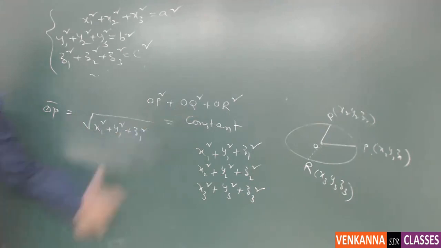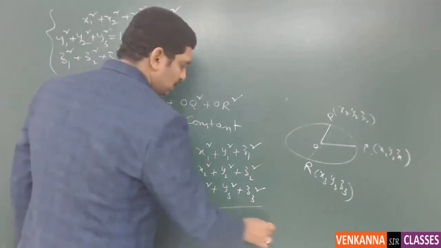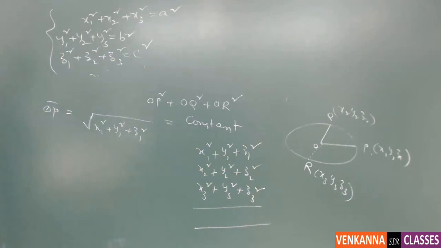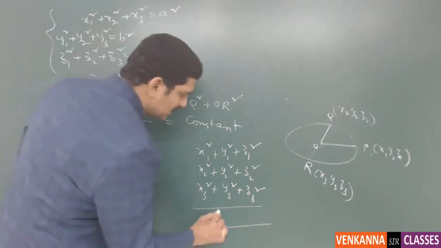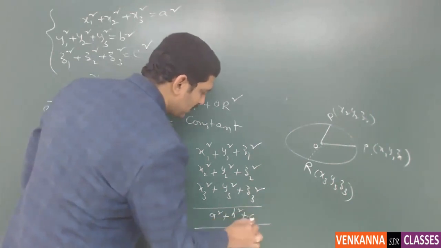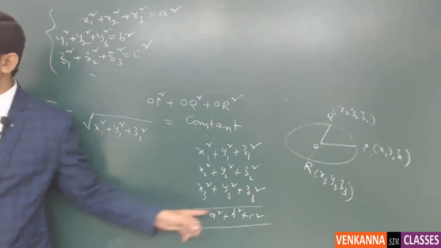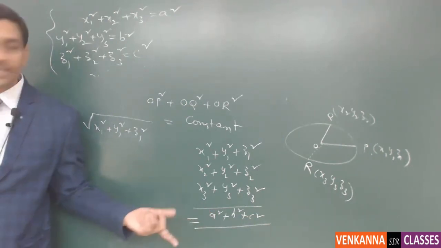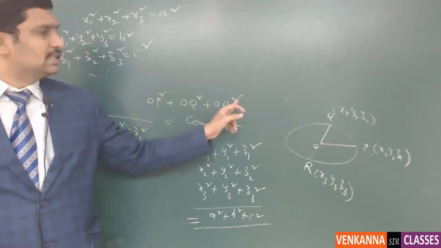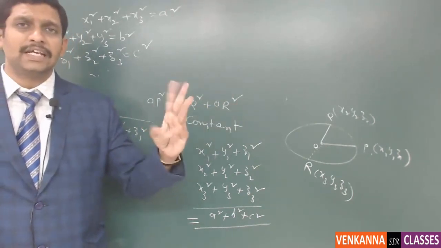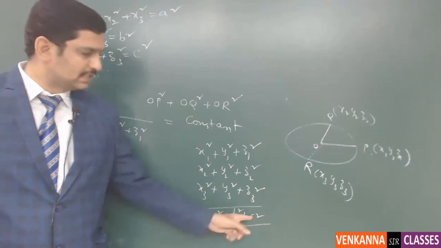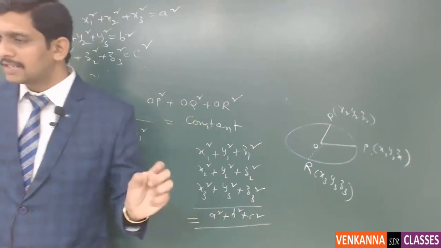If you add them, as I have mentioned, the sum of these three values is a square, this is b square and this is c square. So you get the value as a square plus b square plus c square. It is nothing but a constant value because a, b, c values are constant. So the sum of the squares of any three conjugate semi-diameters is a constant. That is one result, you take a note of that.